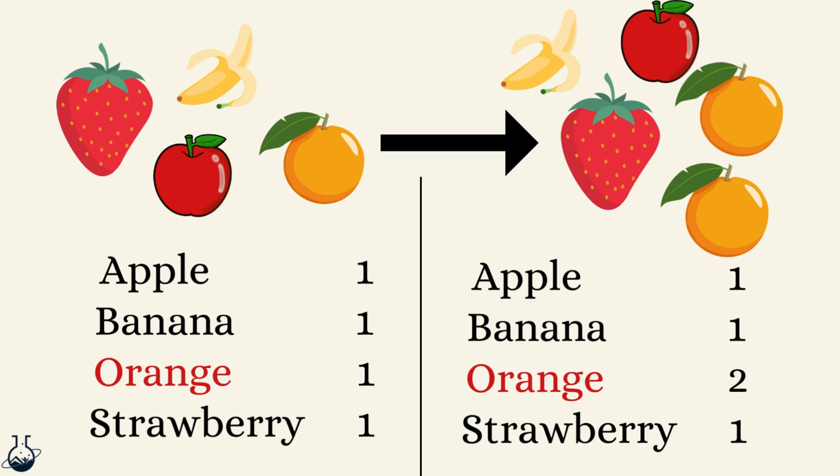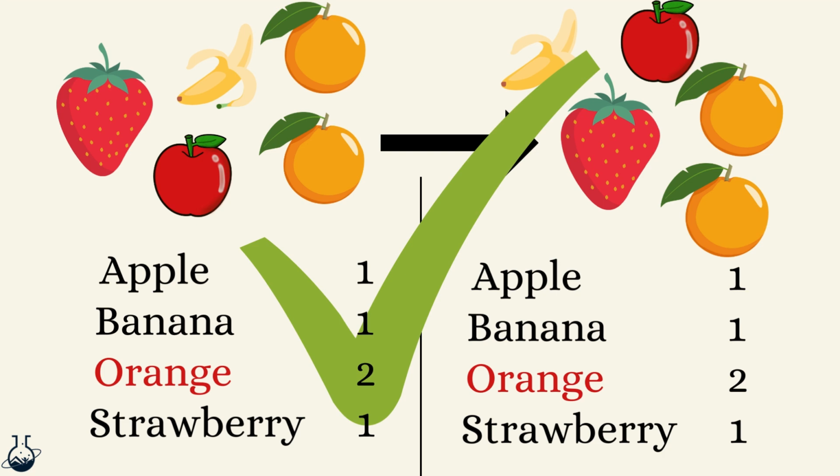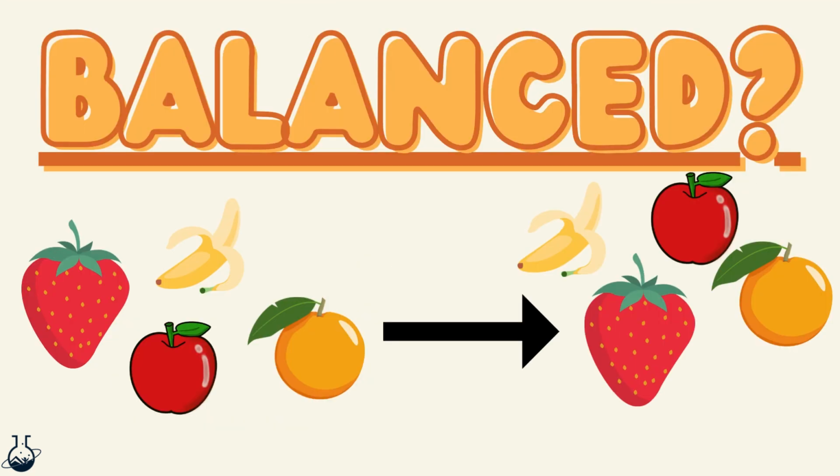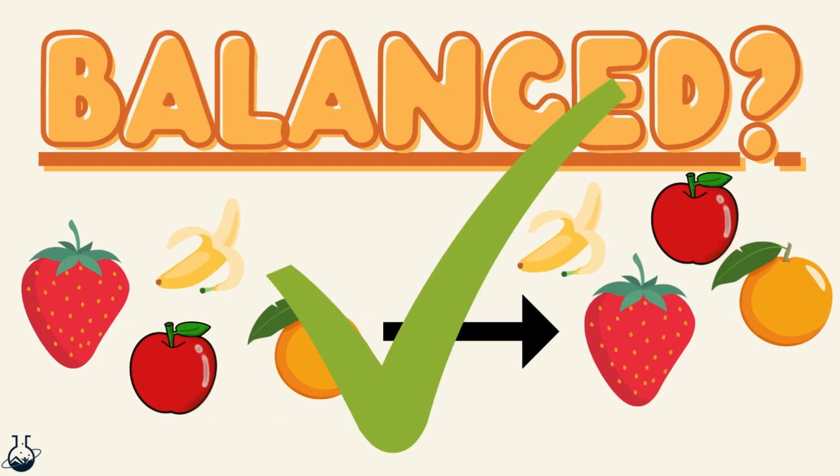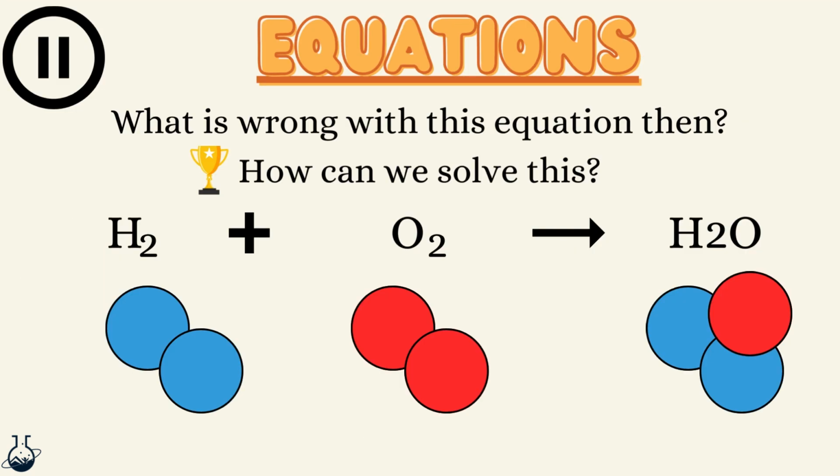I know that 1 goes into 2 twice, so I multiply my left oranges by 2 to give me 2 oranges. Now everyone's happy and in balance. Are these balanced? Yes. I have an even distribution of all fruits on both sides. Okay, enough about chocolate and fruits. Let's see how we can apply our learning so far.